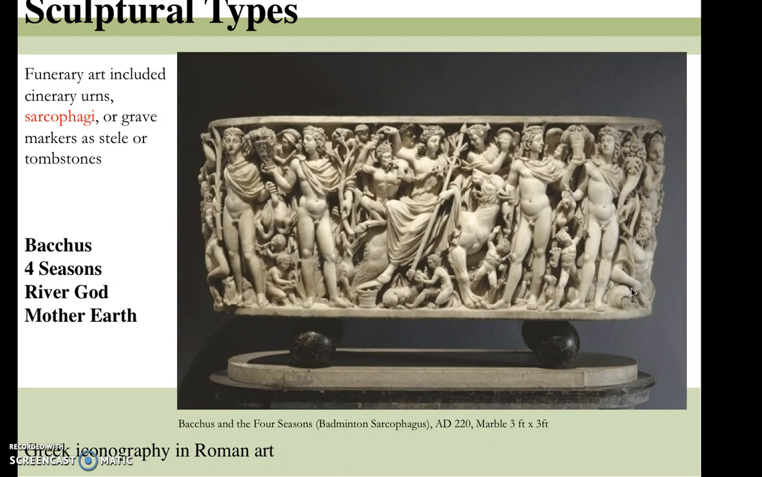that show you contrapposto. When you look at the four seasons in particular, again, Bacchus is in the center. He's seated on a panther. And there's about 40 different figures and animals that wrap around the three sides of this sarcophagus. The use of Greek iconography shows that this is probably something that the sculptor used based on a pattern book. So this is something that was fairly popular as far as the subject matter.